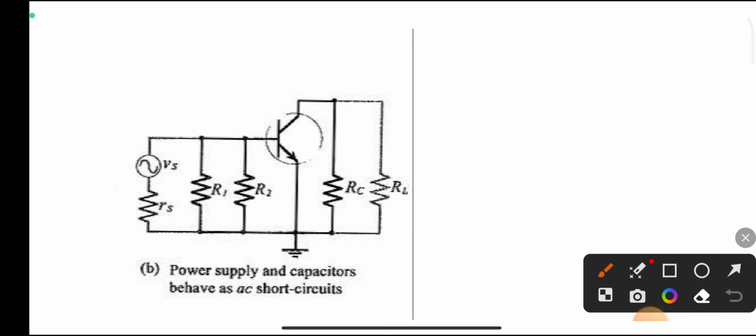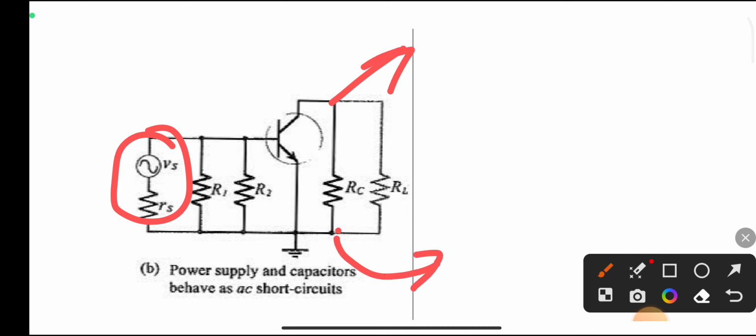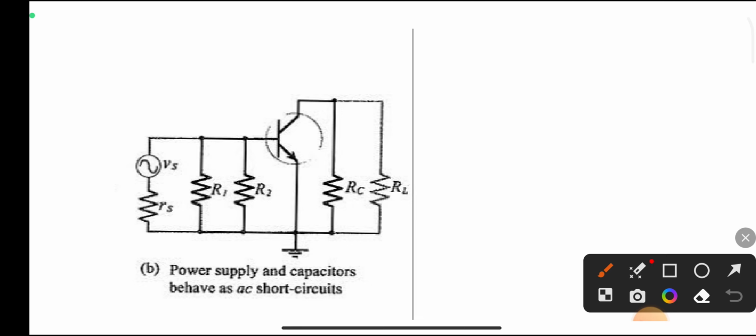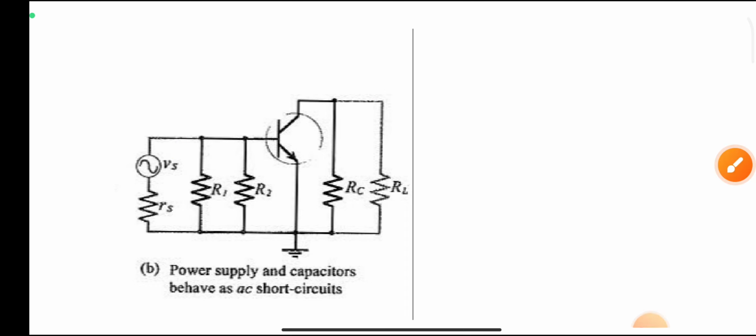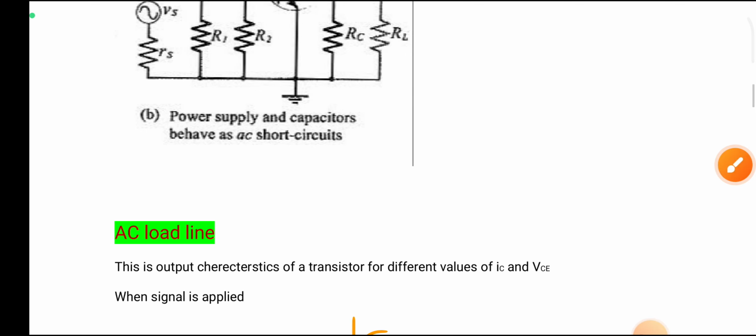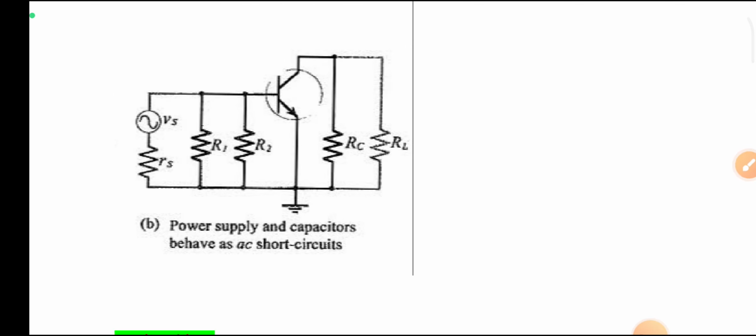In this circuit we have only AC sources. There are no DC sources here. These DC sources, here and here, are connected to ground. Also the coupling capacitor is present here, and this coupling capacitor behaves as a short circuit for the AC signal. So next, AC load line. This circuit is helpful to study the AC load line.